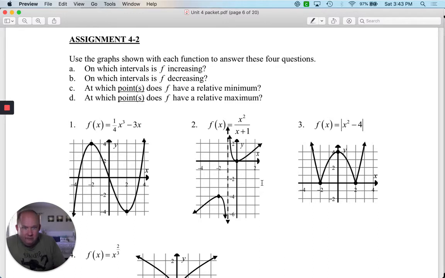Where is it increasing? From negative 2 to 0, it's also increasing from 2 to infinity. Where is it decreasing? Let's look off the graph. From negative infinity to negative 2, it's also decreasing from 0 to 2. Where is the maximum point? The local maximum is at 0, 4. Where is the minimum? There's two of them, at negative 2, 0 and at positive 2, 0.